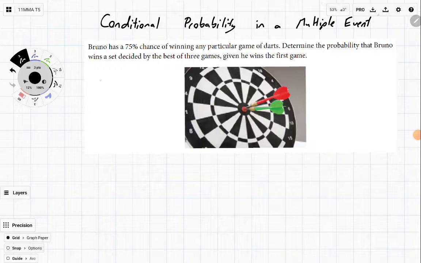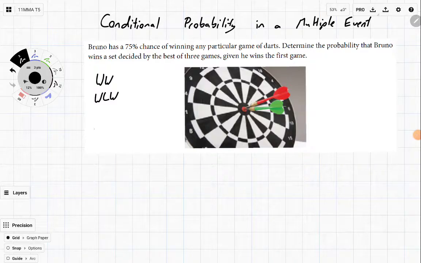Well, since he's won the first game, that means he's either won 1 or he has won, lost 1. Because in a best of 3, you only need to get 2 wins to win. The third game doesn't matter. So if he wins the first 2, they don't need to play the third game. He's already won the best of 3. And then win, lose, win.